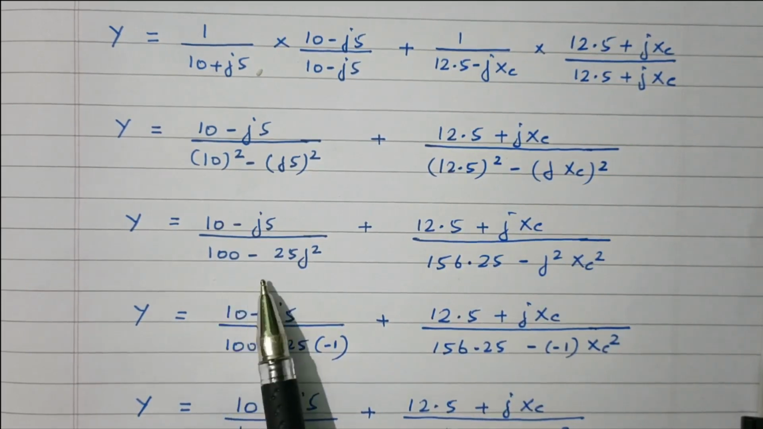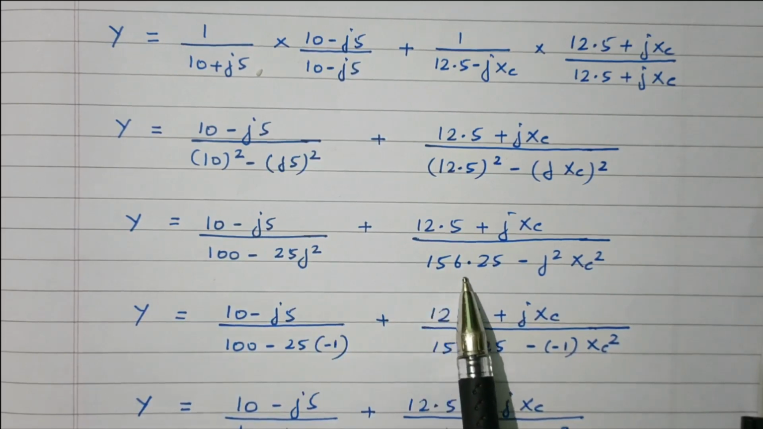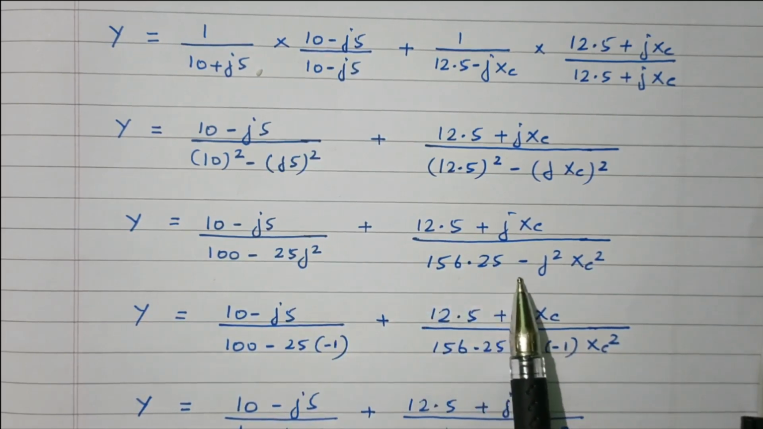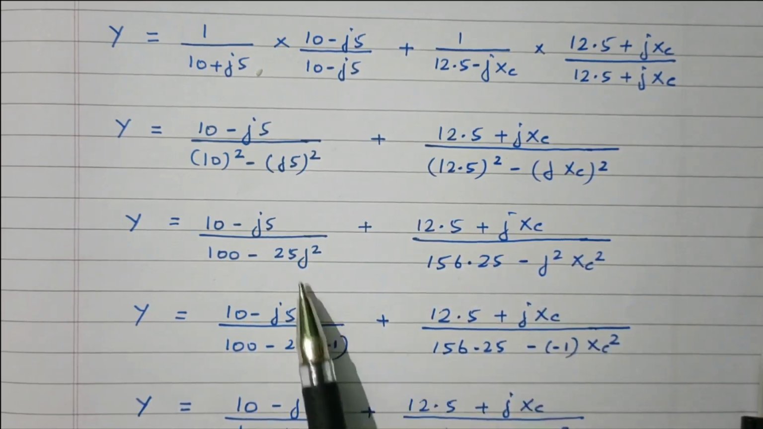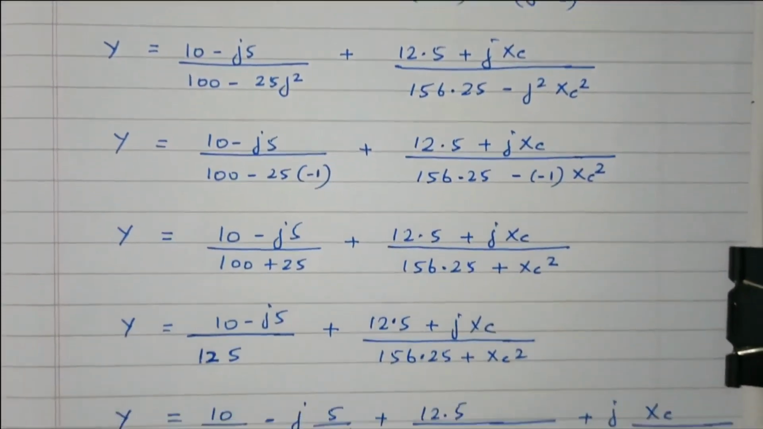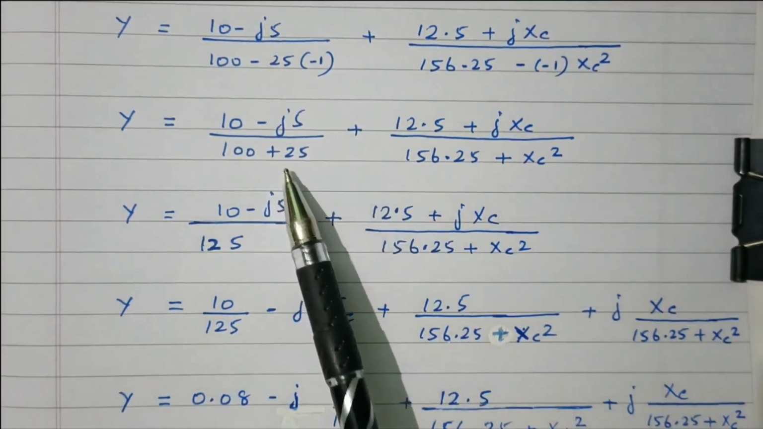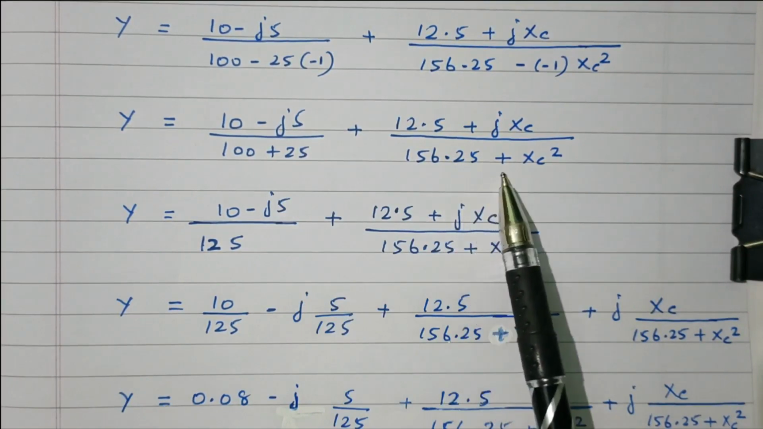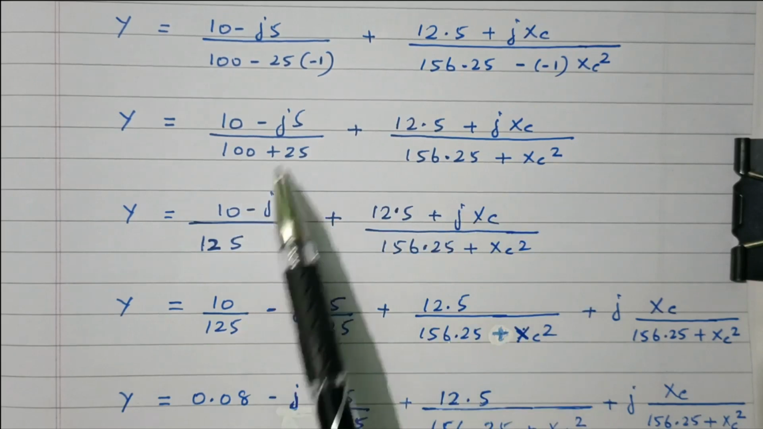10 square is 100. j5 square is 25 j square. 12.5 square is 156.25 minus j square Xc square. We know that j square value is minus 1. Here also j square value is substituted as minus 1. So minus 25 into minus 1 becomes plus. So here also minus into minus becomes plus. Right? The term becomes plus. So it is written 100 plus 25, 156.25 plus jXc square. Right. Now this 100 plus 25 is 125.